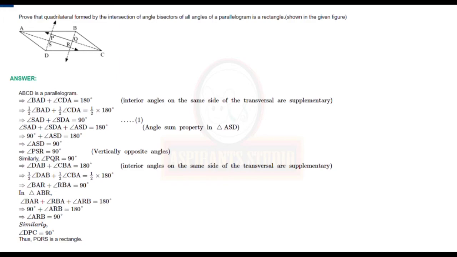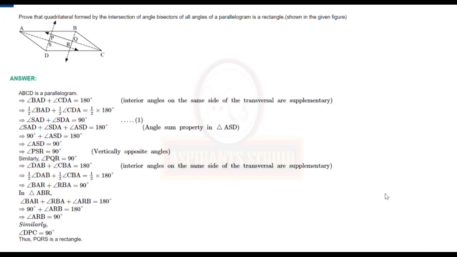AB is parallel to DC because quadrilateral ABCD is given to be a parallelogram. Opposite sides are parallel. You have to write that. And let us take side AD to be the transversal. So line AD is the transversal. Then you get measure of angle BAD plus measure of angle CDA is equal to 180 degrees. Interior angles on the same side of the transversal are supplementary.